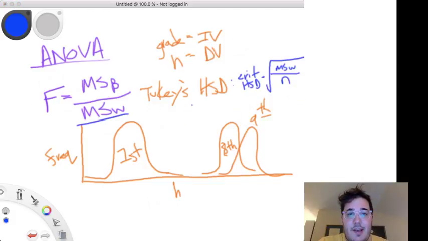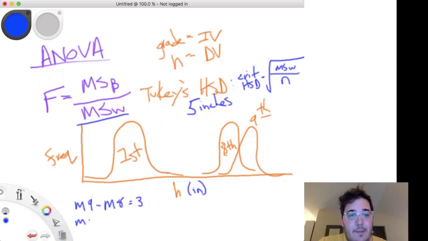Let's say it's 5 inches, right? Because height, we'll say, is measured in inches. And now what you have to do is take the mean of 9th grade minus the mean of 8th grade. Gives you some number. Let's say it's 3. The mean of 9th grade minus the mean of 1st grade. That'll give you some number. Let's say 8. And the mean of 8th grade minus the mean of 1st grade equals some number.